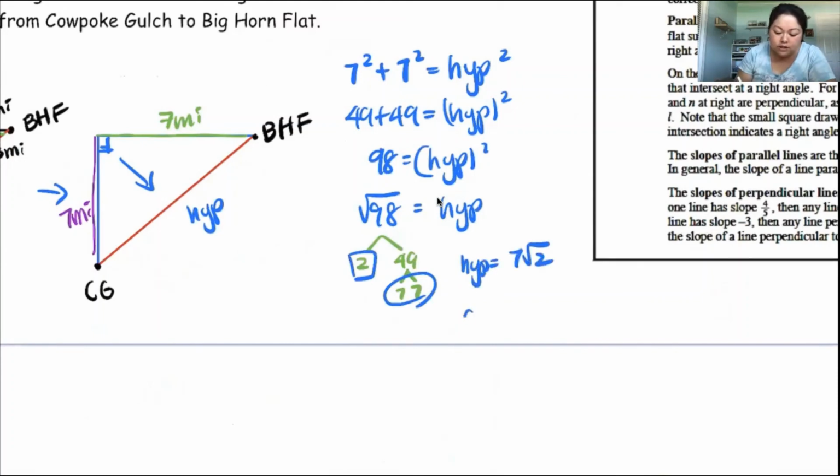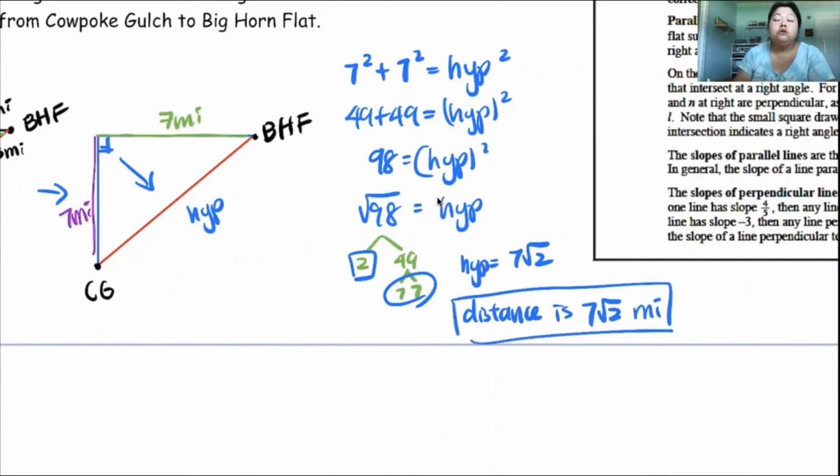So the distance is 7 root 2 miles away. Now again, please make sure you know that it's not 7 miles. Root 2 is about 1.4. So if you multiply 7 times 1.4, you get roughly 9.8 miles away. So it is a lot farther than just 7 miles.